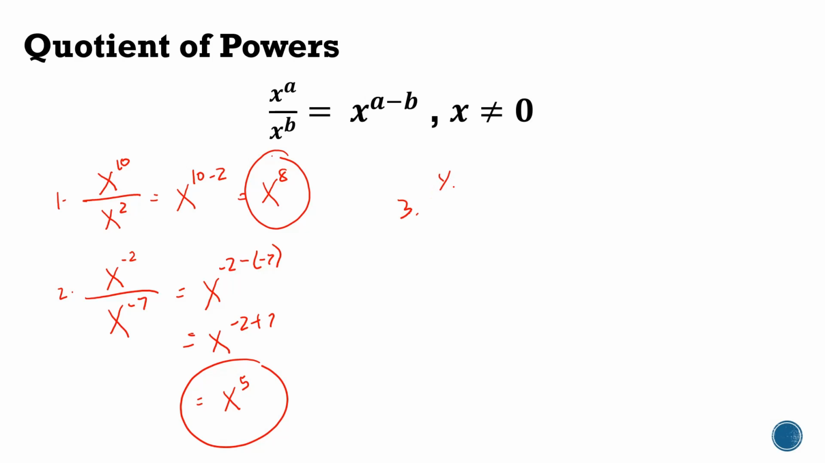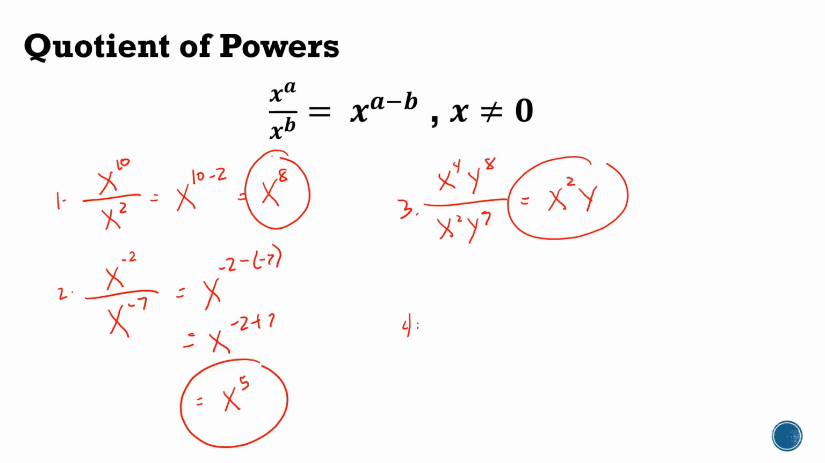Let's see, we have x raised to 4, and then y raised to 8 over x squared y raised to 7. This is going to be x. 4 minus 2 is 2. 8 minus 7 is 1. So x squared y is the answer.